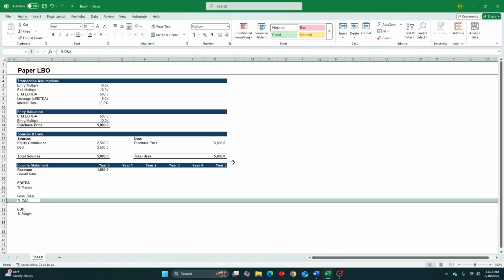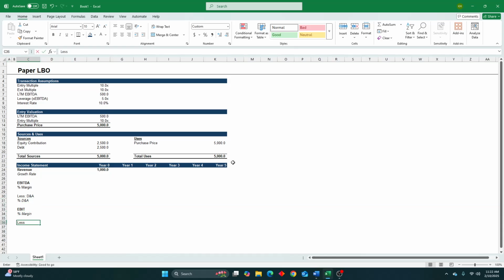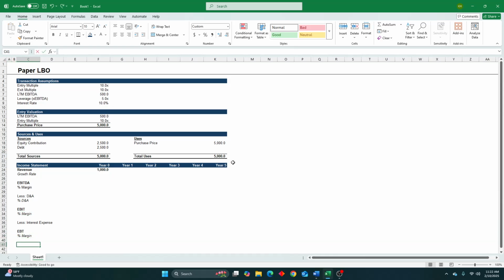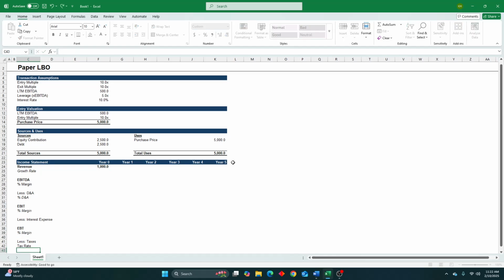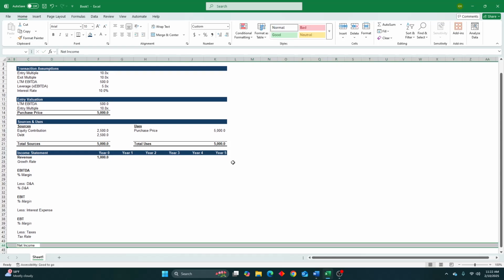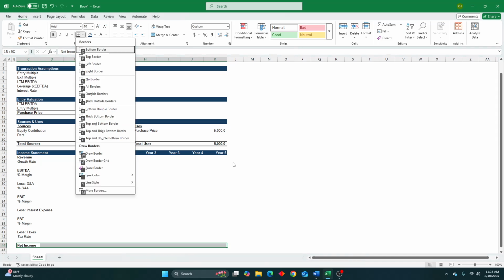Italicize all of these. Then after EBIT, we'll take out our interest expense. And so we're going to calculate that up there. We'll have our EBT. We can include the margin here, just as we've been doing it. And then the last thing we'll have is our taxes. And we'll do tax rate. So the end result of all of this is going to be our net income. Just kind of format out here.